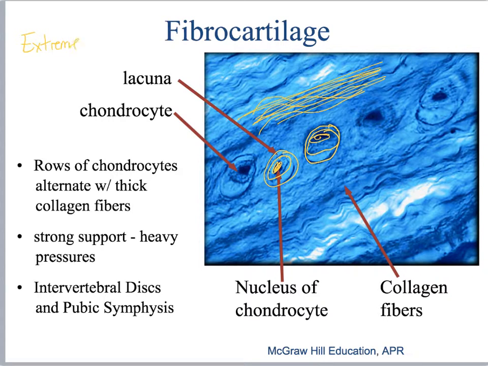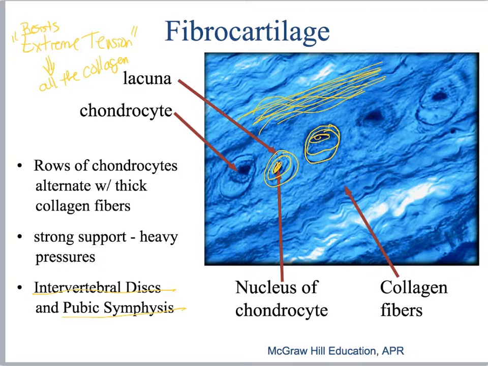Extreme tension. All right? I could, with my hands, pull apart hyaline cartilage. All right, if I tried hard enough. Fibrocartilage, I cannot pull it apart. It is that strong, and it is because of all the collagen. There is so much collagen, you can actually see it in the ground substance. So this is the key component. Extreme tension. Resists extreme tension. Best examples of where to find it: intervertebral discs, pubic symphysis.